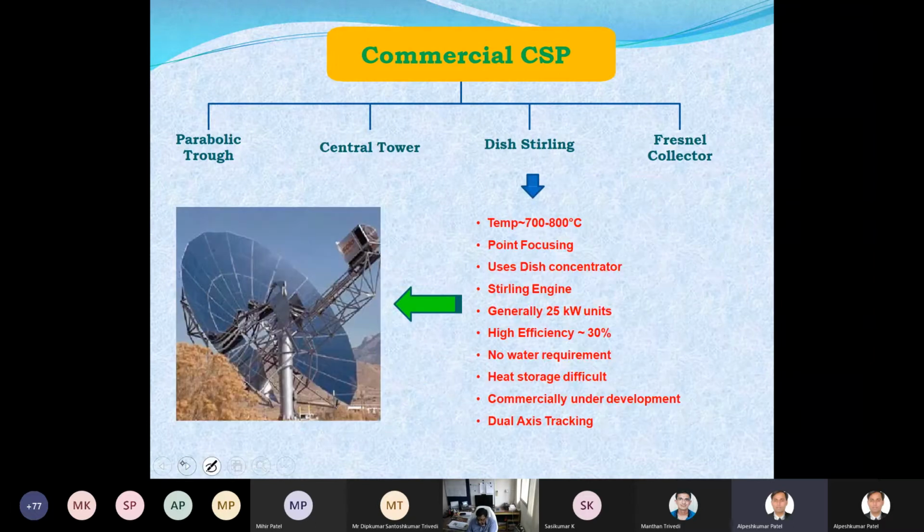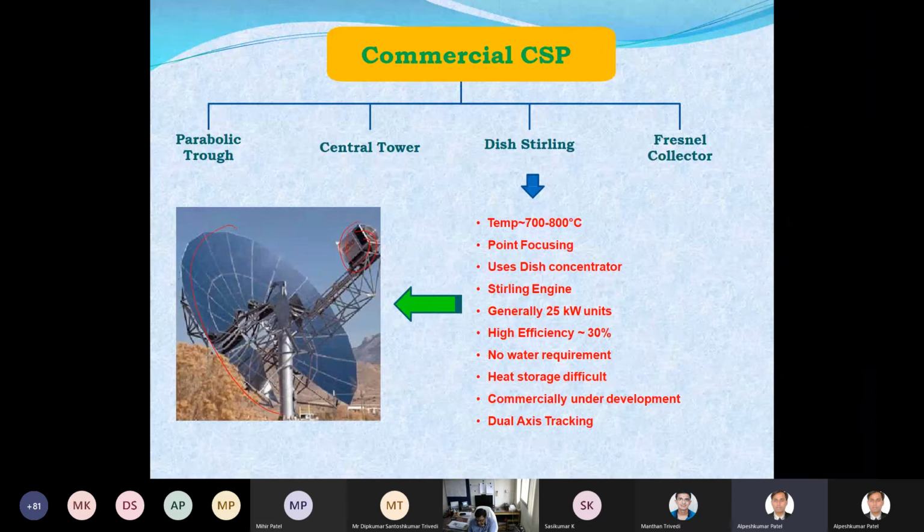Then we have of course the paraboloid, or you can say the dish. Here the capacity is the constraint. Most of these are 20-25 kilowatt systems, and each dish has its own generating unit, and then they can be integrated on a bus bar and connected to the grid. But these units have a smaller size for each dish.